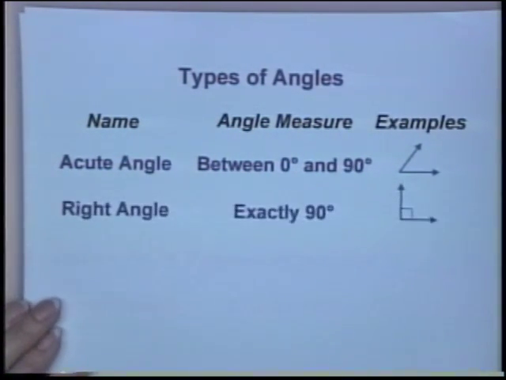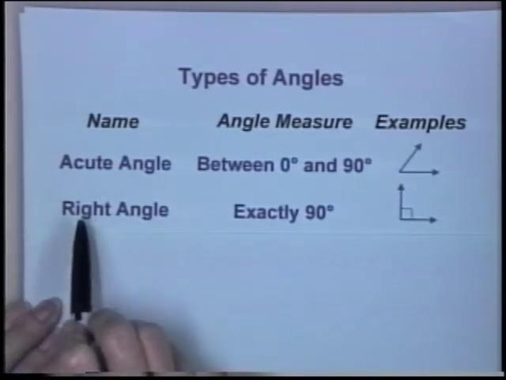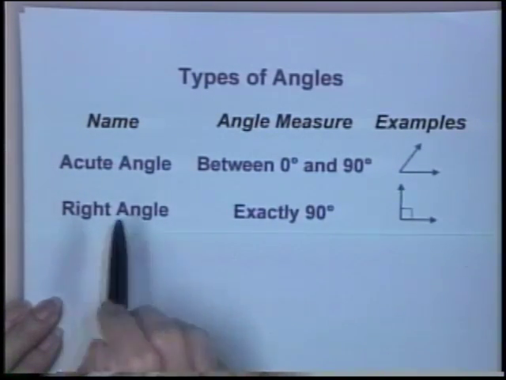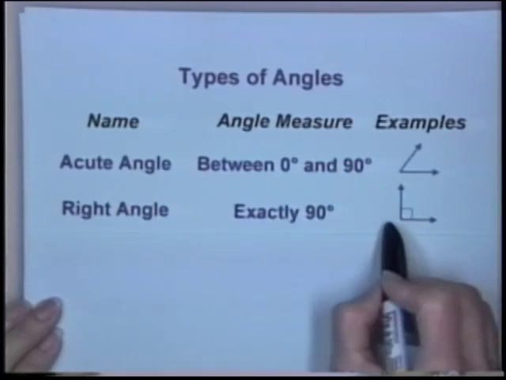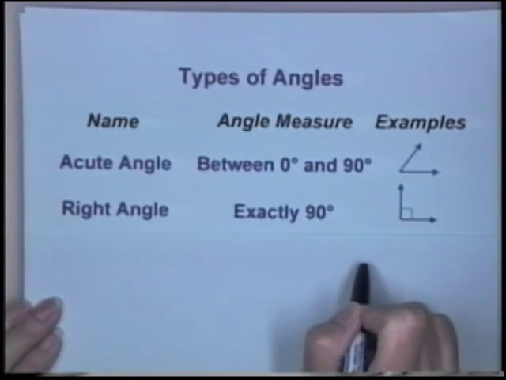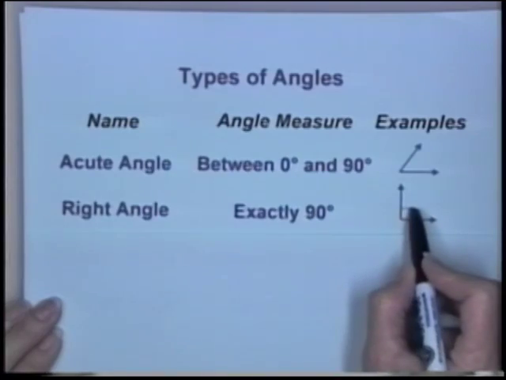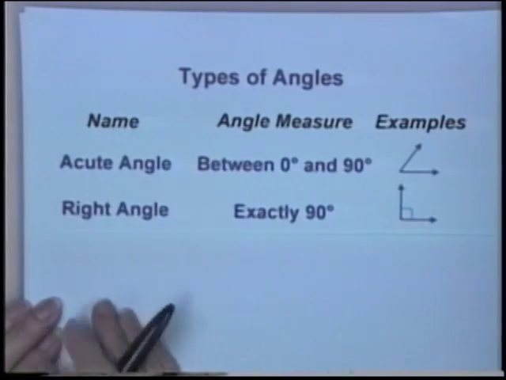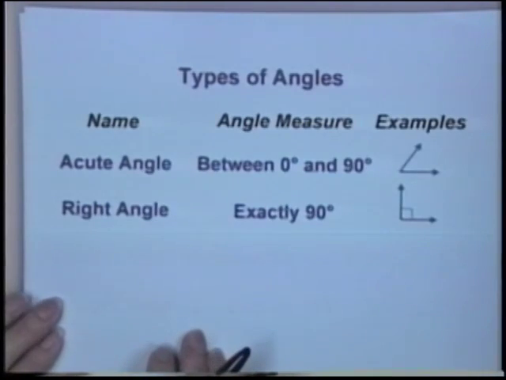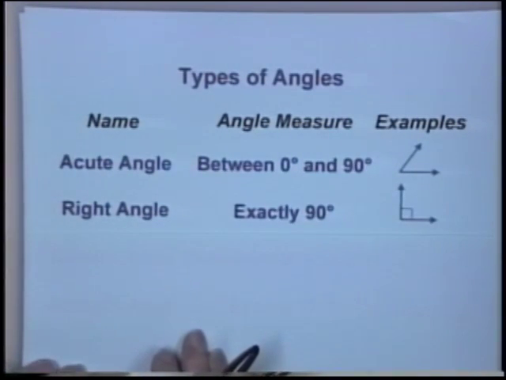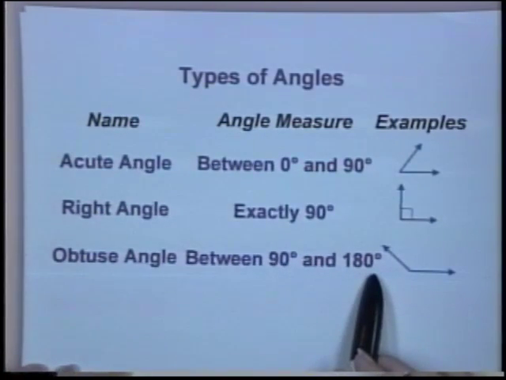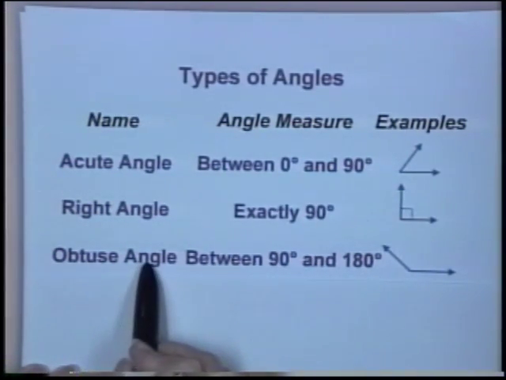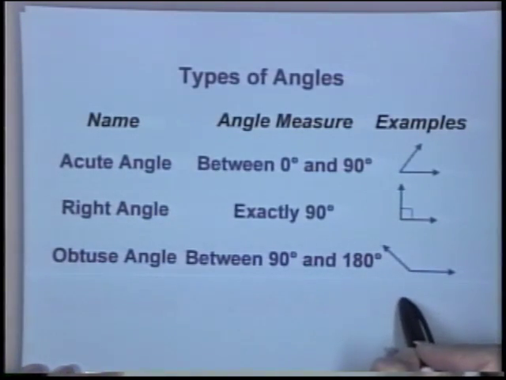For an angle that measures exactly 90 degrees, you may remember that we call it a right angle. And when we have an angle of 90 degrees between these 2 rays, then one ray is perpendicular to the other ray, and this square tells us that these 2 rays are perpendicular to each other, that they form a 90-degree angle. If an angle measures between 90 degrees and 180 degrees, we call it an obtuse angle, and here's an example of an obtuse angle.